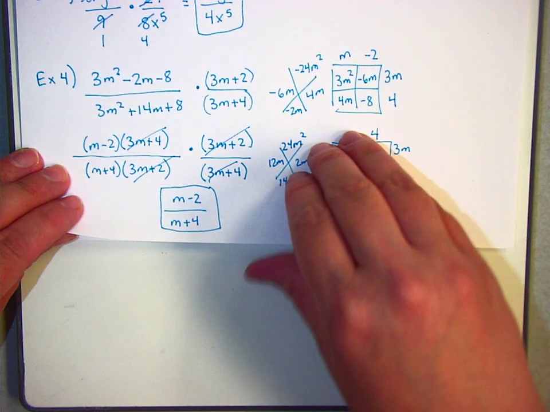All right, one more. Example 5 is 3p squared plus 11p minus 4 over 24p to the 3rd.